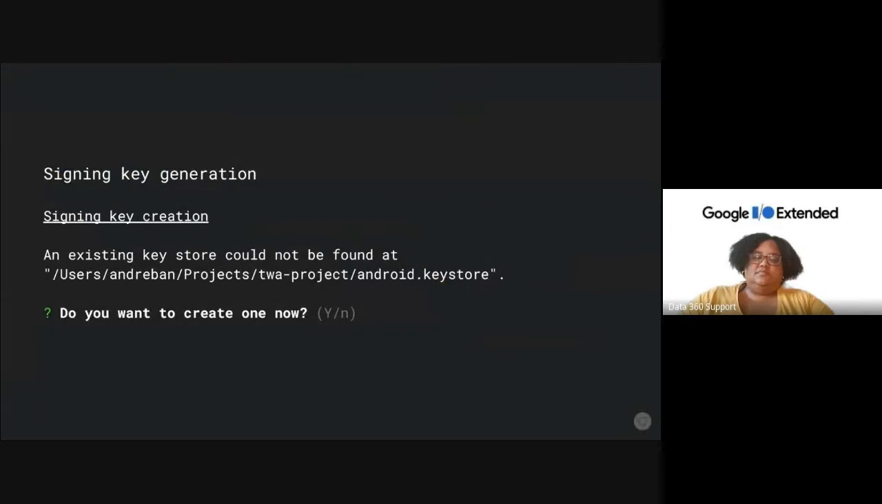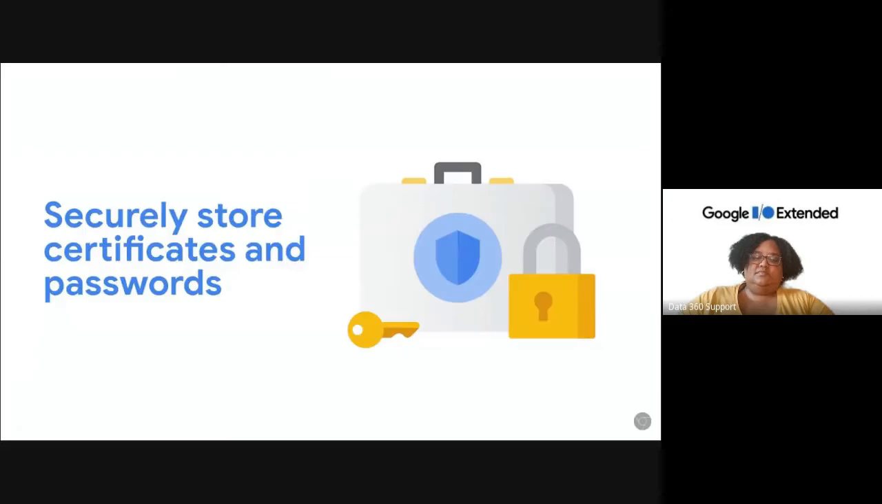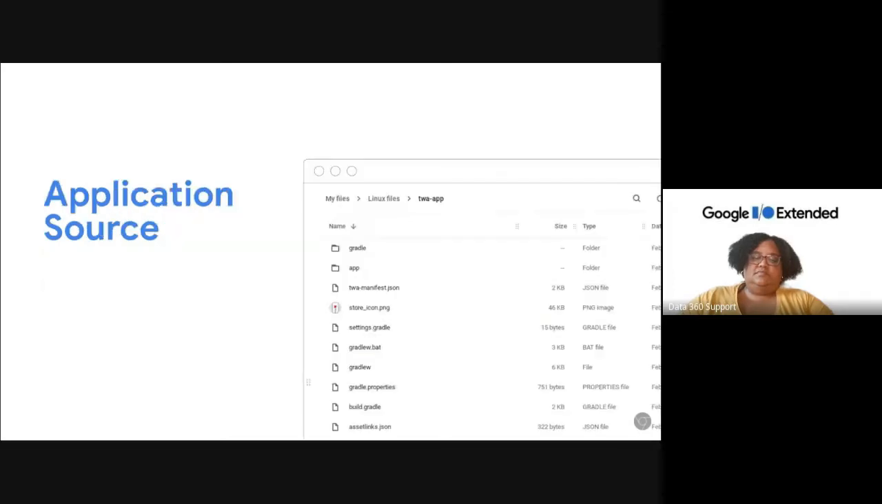However, if you're using an existing listing on Google Play, you will need to use the same certificate as the existing application. And don't forget to ensure that the certificate and passwords are stored in a safe place, as you will need them to generate and update the application in the future. The init command generated a series of files in the application folder, including a configuration file and the source code for the Android project.